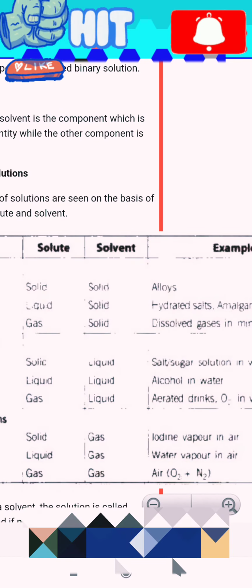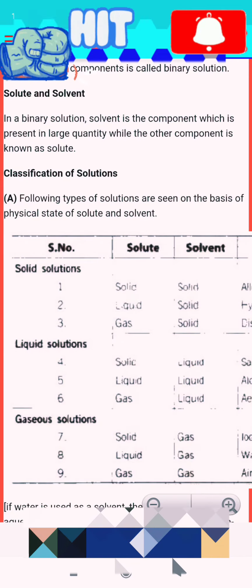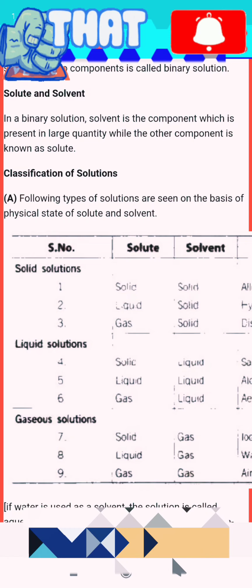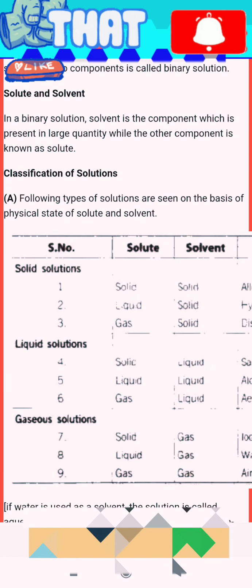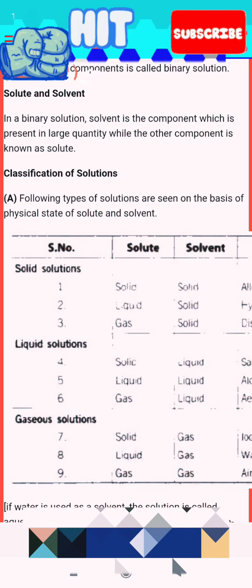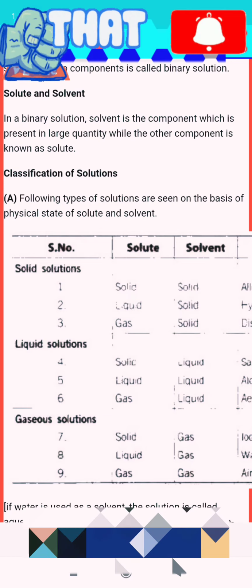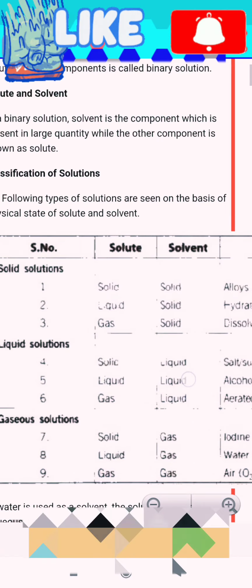Means in solid type of solutions, all the solvents are in solid state while solute will be solid, liquid or gases. Same as liquid solutions, solvent is every time liquid while solute will be solid, liquid or gases. We have different examples for each type of solution.